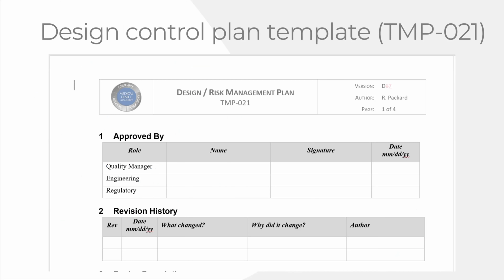Okay, so now we're going to cover design planning. We actually have a template for this. It's template 21. It's a combined design plan and risk management plan. This is what the top of it looks like. It's draft 7 now. It's only 4 pages. You fill it in as you go.